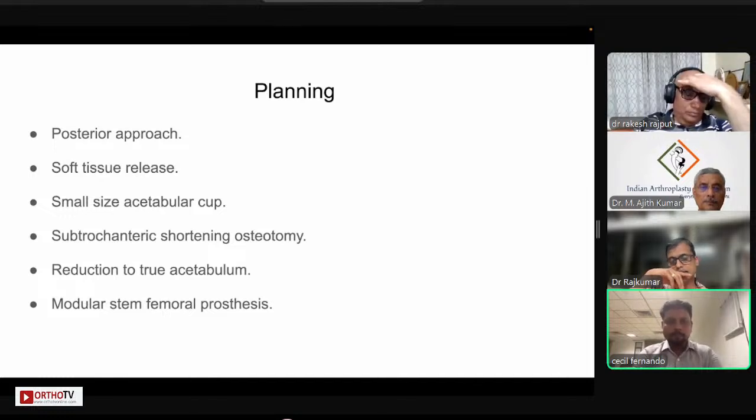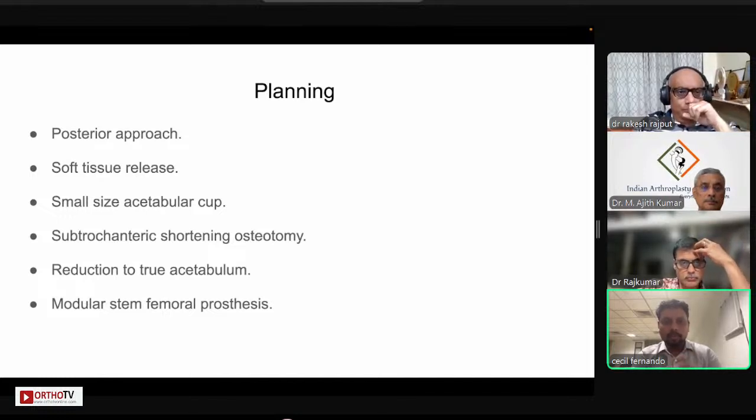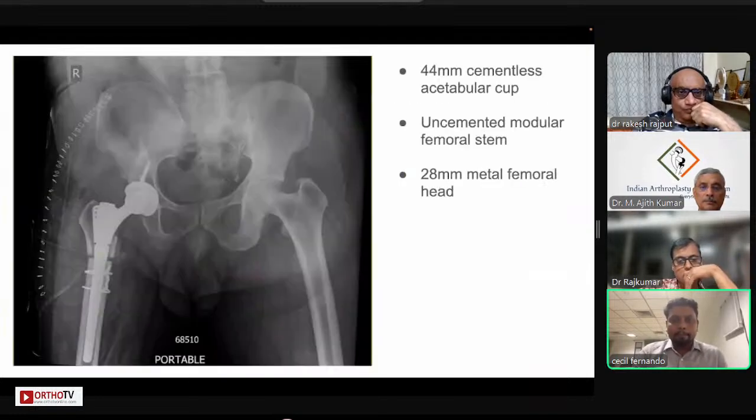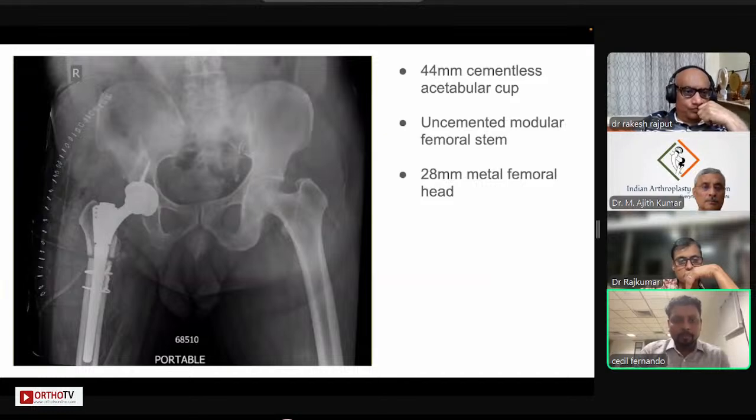Fine. So we did an osteotomy, a 4 centimeter osteotomy, so that we were able to reduce it to the true acetabulum. A modular stem was used in the femur. This is an intra-op picture after the osteotomy. This is the immediate post-op picture. While passing the stem, it was about to fissure, so we had to use SSYS encerclage as a protective measure. And the gap was filled with cancellous bone graft at the osteotomy site.